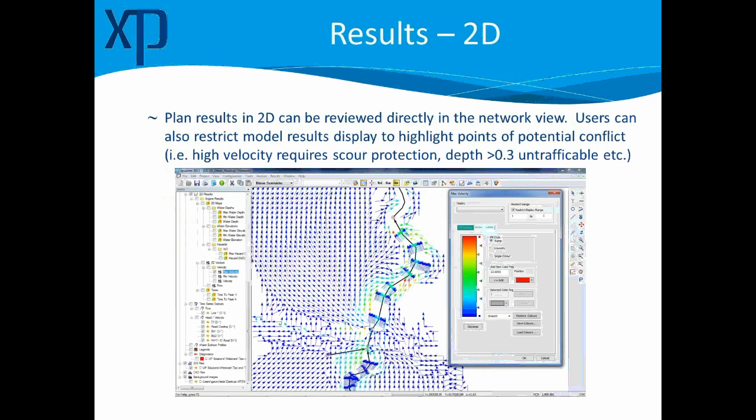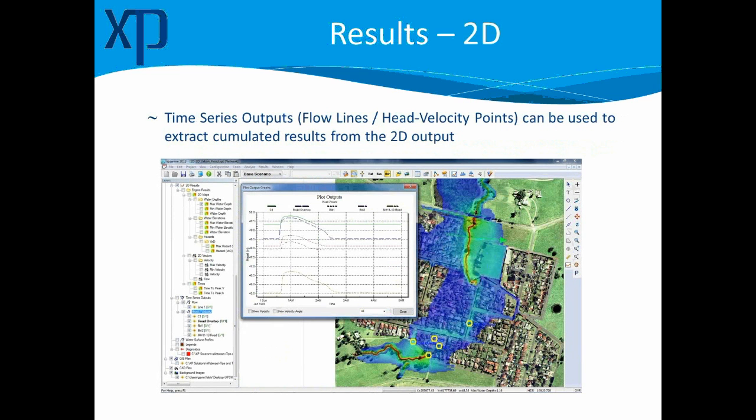In Plan, 2D results can be reviewed in the network view. And in this particular example, I've just shown some restricted velocity plots. And that can be handy for reporting purposes. You can get into this dialog box by right-clicking on the layer and going into the display properties. And that can help you identify key issues such as high velocity for scour design, or in the water depth layers, points of loss of trafficability and other parameters.